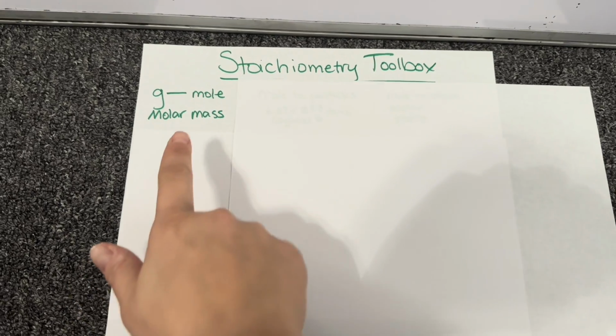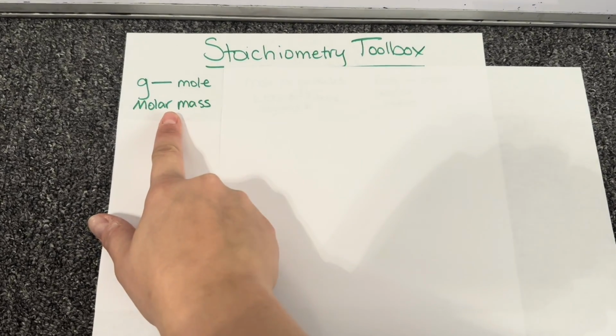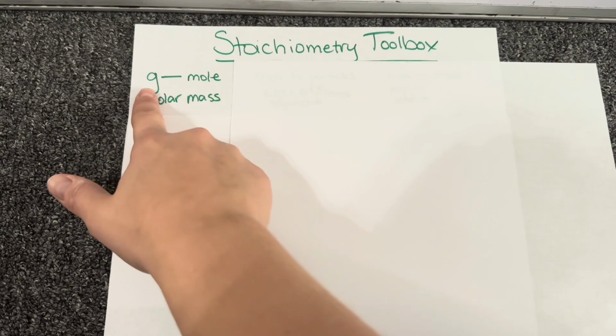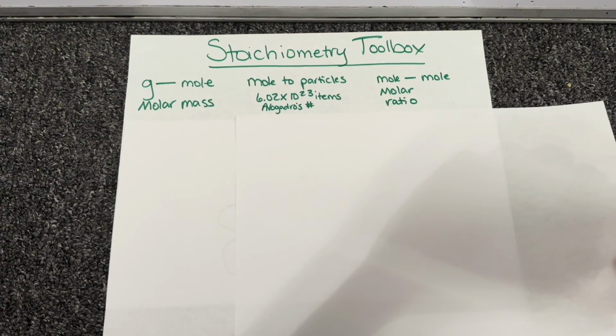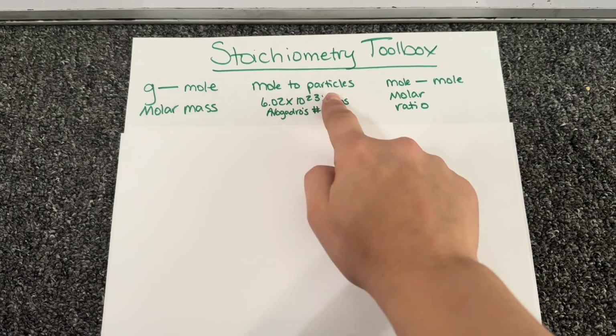So our very first tool that we have is our molar mass. We learned how to find this from the periodic table, and we learned how to use it to convert from grams to moles or out of moles and into grams. We've also learned how to go from the number of moles to the number of particles.